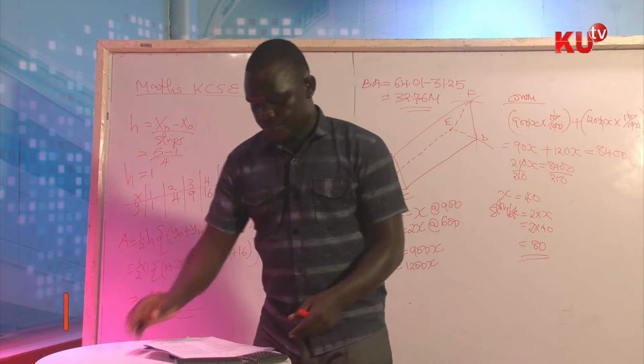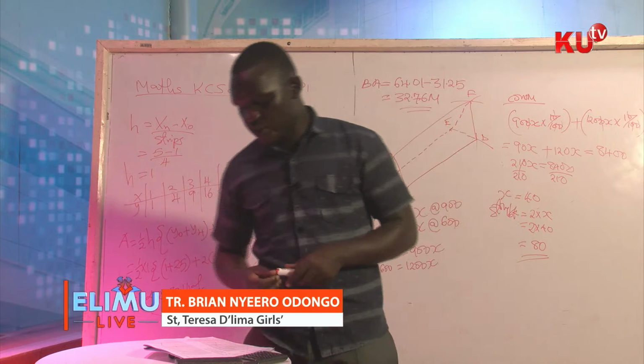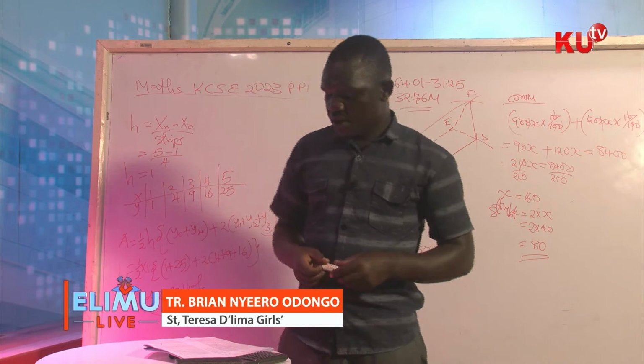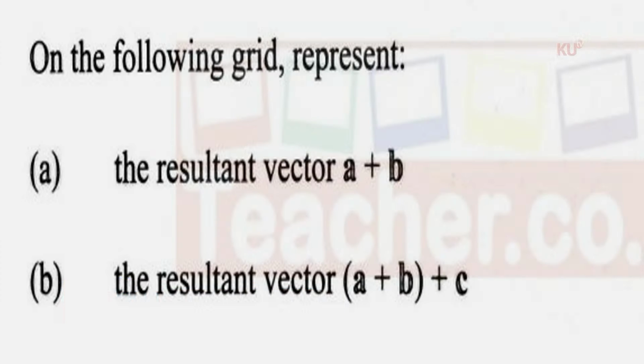Let's check on question number 12. Vectors A, B, and C are represented on the following grid. On the following grid, represent the resultant vector A plus B. So when you look at these vectors, this simply seems to be vectors 1.